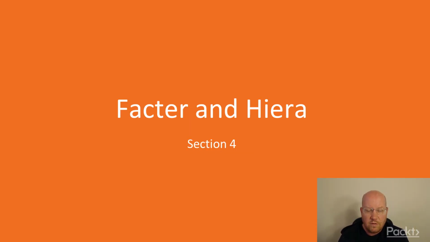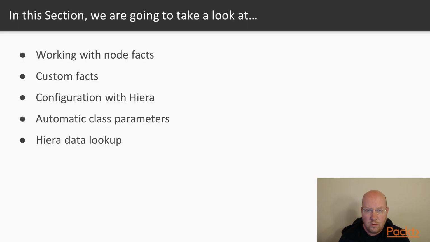This is section 4, Facter and Hiera. In this section, we'll look at working with node facts, we'll talk about creating custom facts, we'll talk about configuration with Hiera, automatic class parameters, and how to do Hiera data lookup.